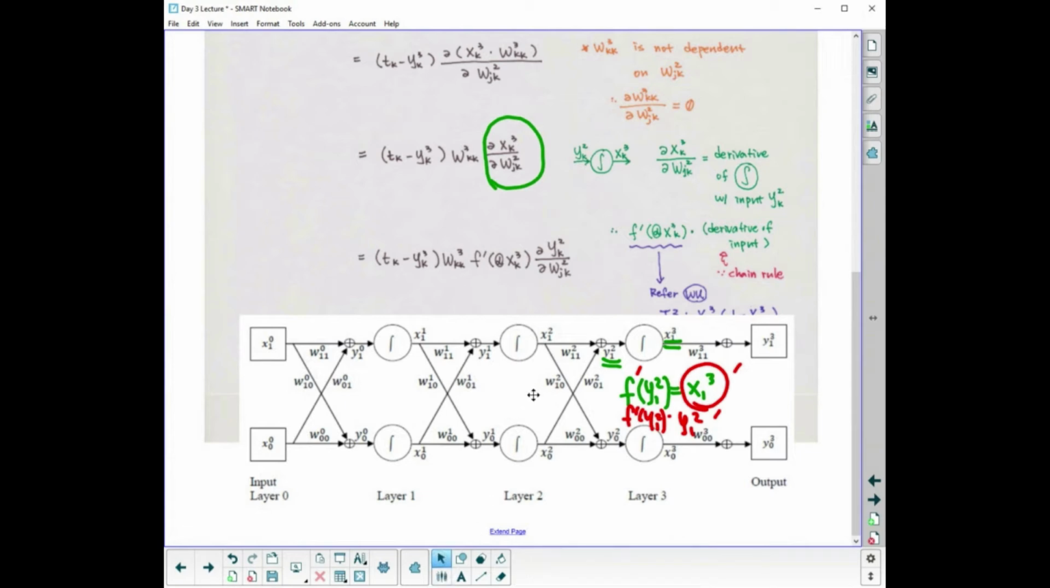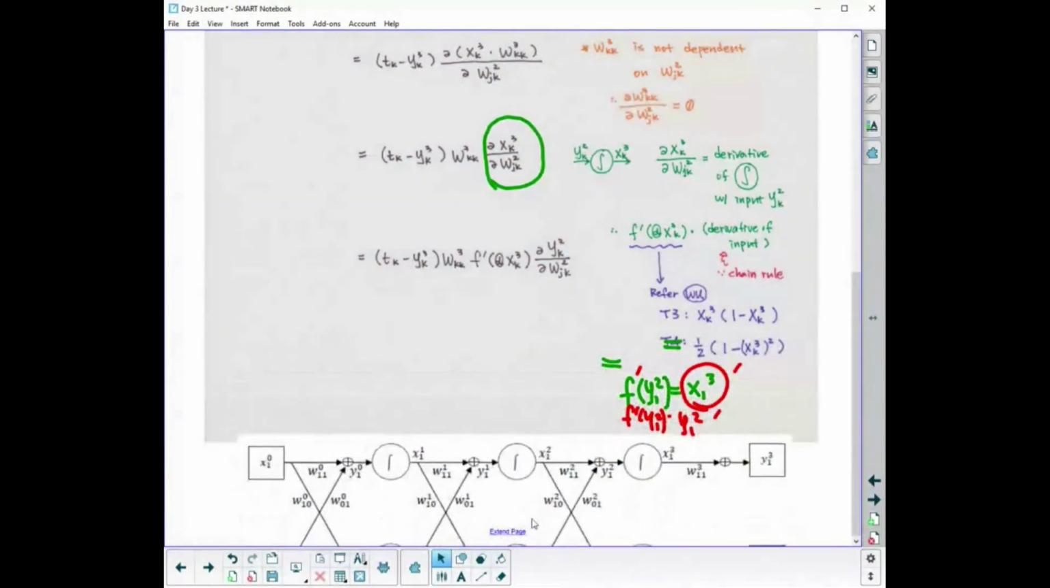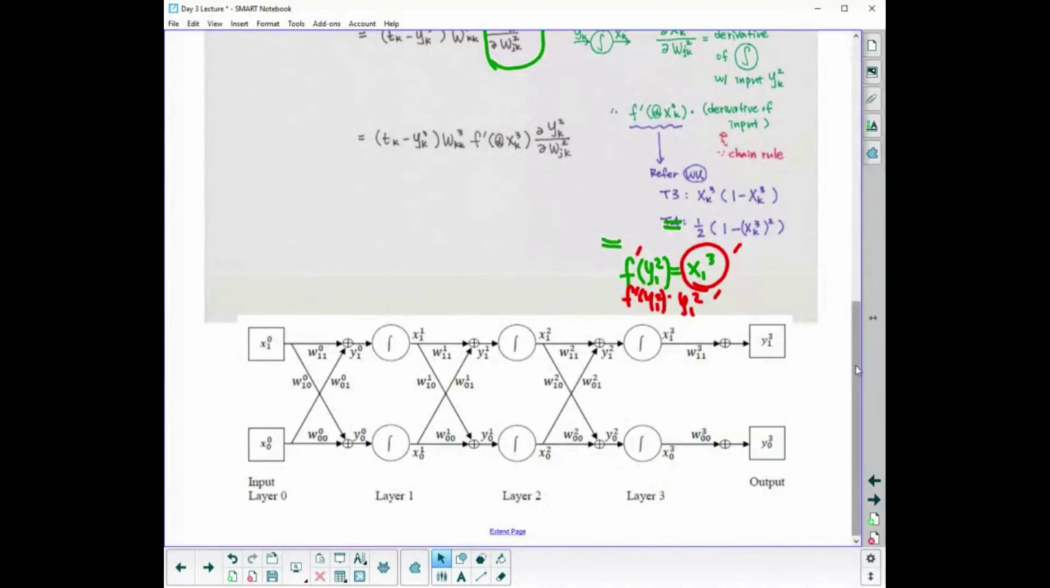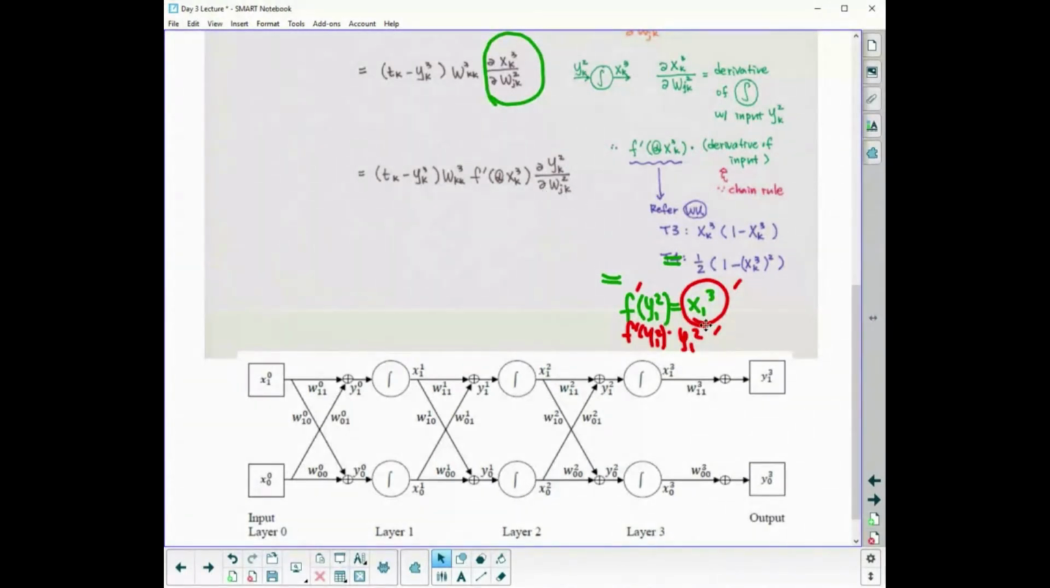So I can think about here. This is the chain rule part. Y1 layer 2 prime is this red color. Then the outer one prime, we can write this way. When the output is x k layer 3, it's the derivative of the transfer function or activation function. But the activation function we already calculated as our warm-up.